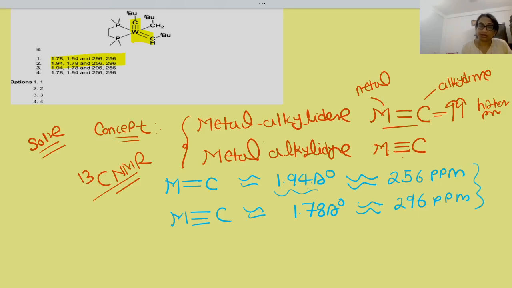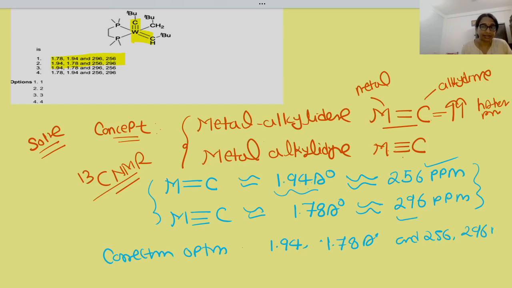We have got the two types of carbon-13 NMR shifts according to the given bonding and bond length: 256 ppm and 296 ppm. Now match our answer with the given options. The correct option according to our concept is 1.94 and 1.78 angstrom, and also 256 ppm and 296 ppm.